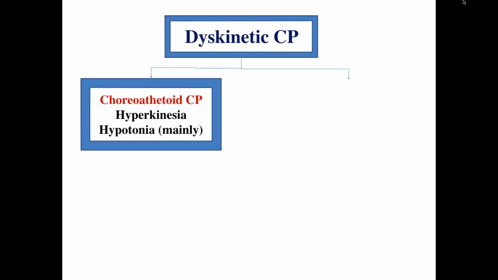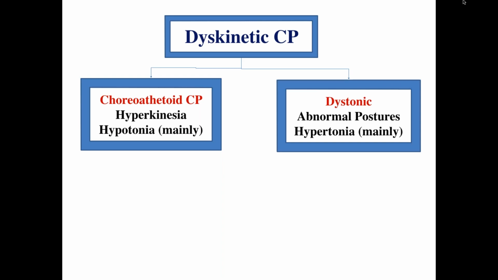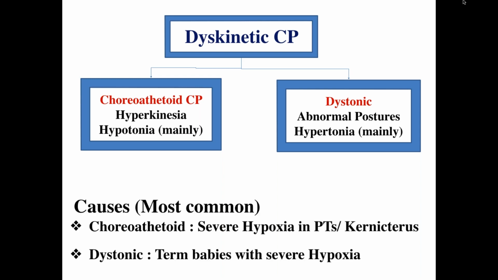Now, monoplegia we will skip. Now we come to dyskinetic CP. It is basically of two types, choreoathetoid CP and dystonic CP. Now, choreoathetoid CP is usually associated with hypotonia, and because of involuntary continuous choreoathetoid movement, there is apparent hyperkinesia. Whereas the dystonic type of dyskinetic CP is associated with hypertonia and abnormal postures. So there is less movement, but more of abnormal postures and hypertonia. Choreoathetoid CP commonly follows severe hypoxia in preterm babies or kernicterus, whereas dystonic CP is usually seen in term babies with severe hypoxia.